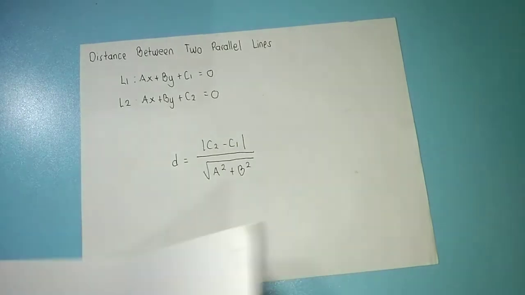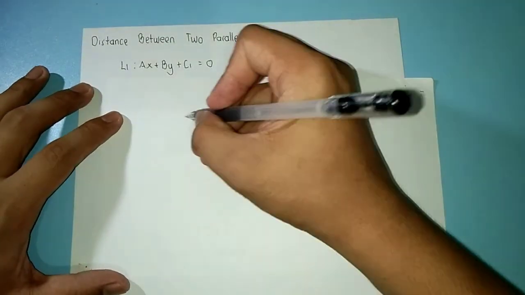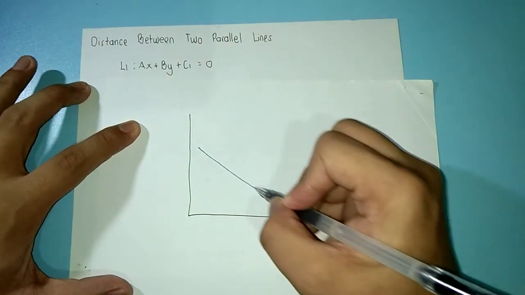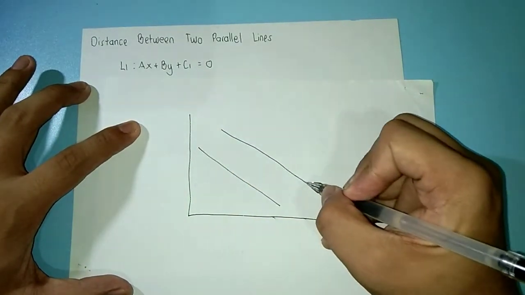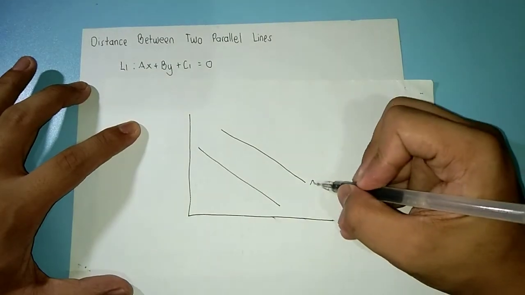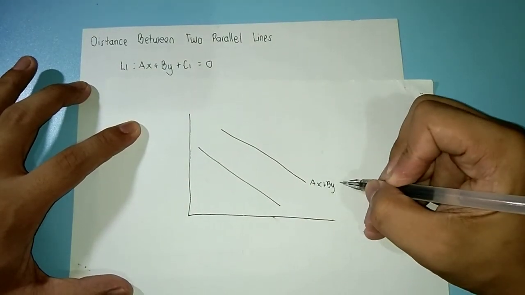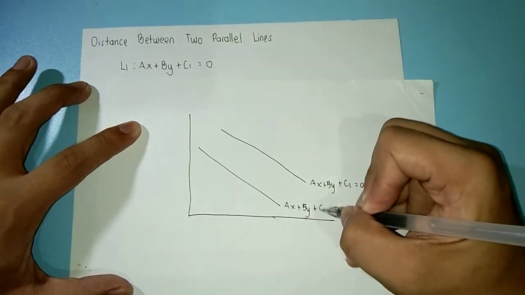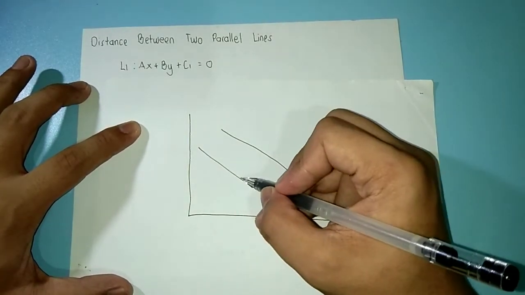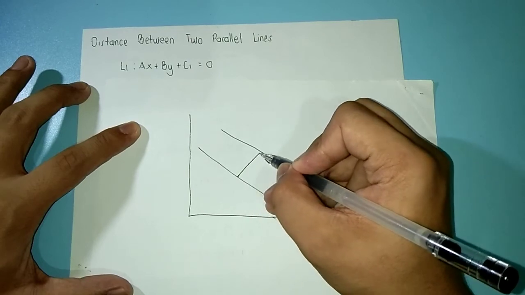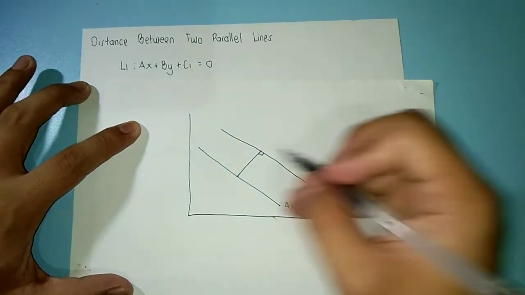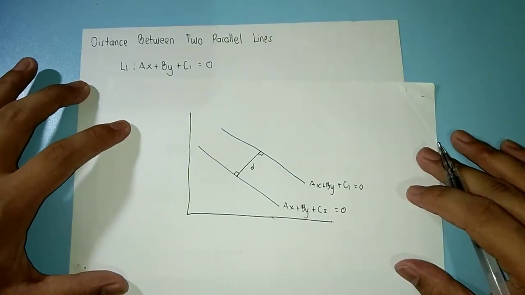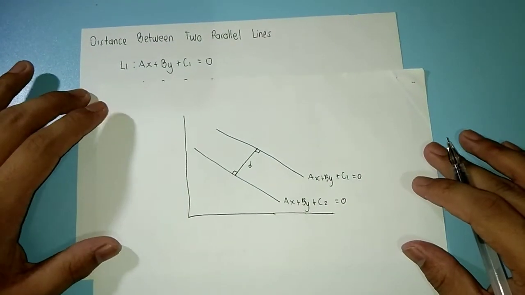Okay, so para makita natin yung itsura, let's say meron tayong Cartesian plane dito. Then, ito yung ating parallel lines. Yan. Let's say ito yung ax plus by plus C1 equals 0. Tapos ito yung ax plus by plus C2 is equal to 0. So ang kinukuha natin ay syempre yung shortest distance din. Okay? So yan yung kinukuha natin, yung D ng two parallel lines. So punta na kagad tayo sa example.